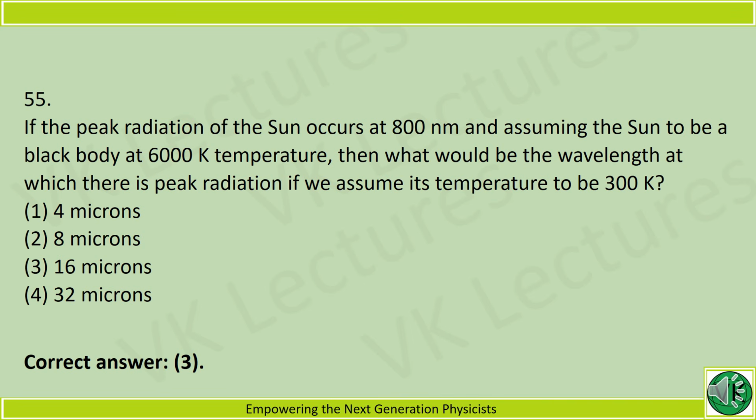If the peak radiation of the sun occurs at 480 nanometer, and assuming the sun to be a black body at 6000 Kelvin temperature, then what would be the wavelength at which there is a peak radiation if we assume the temperature to be 300 K? The correct answer is 16 microns.